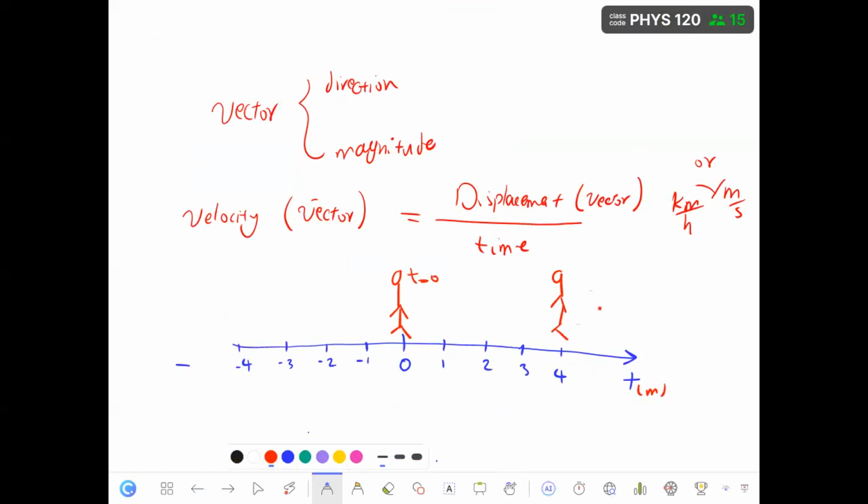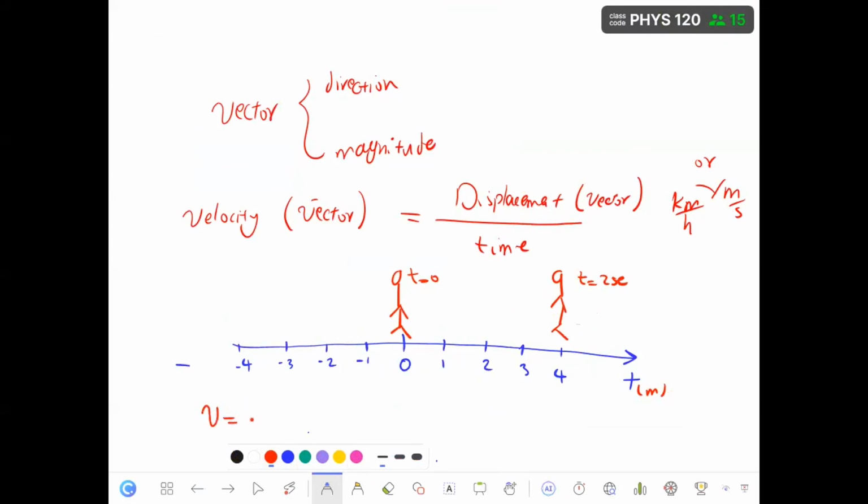So what is my displacement? Positive 4. If I want to calculate my velocity, how do I calculate my velocity? Let's say it takes 2 seconds. Good. I move from the origin 4 meters to the right. If I ask you, please calculate my velocity, how do I calculate the velocity?